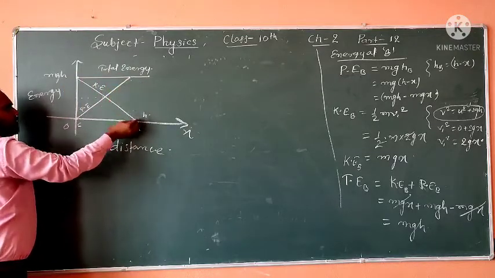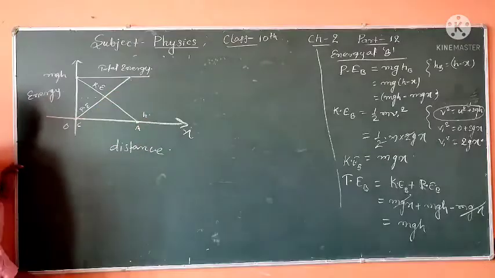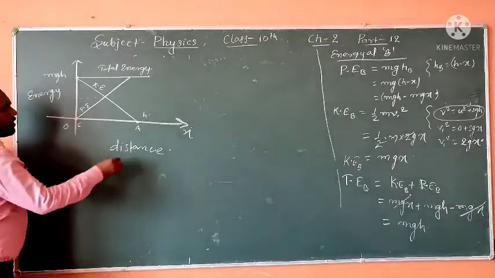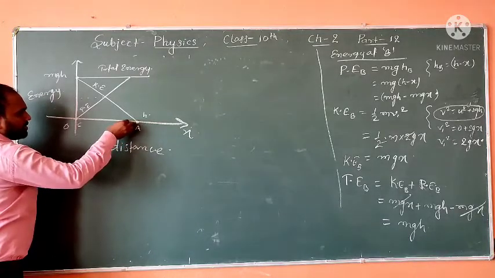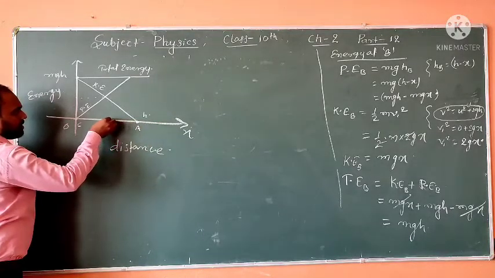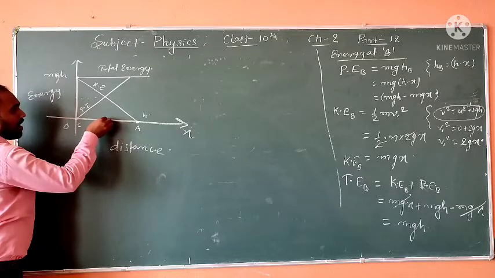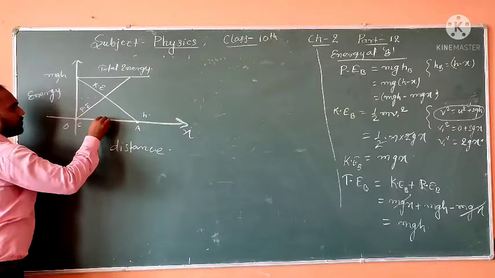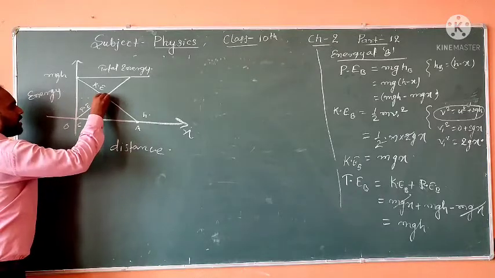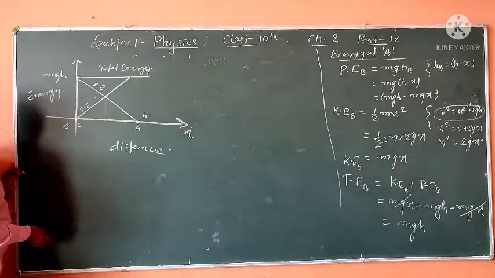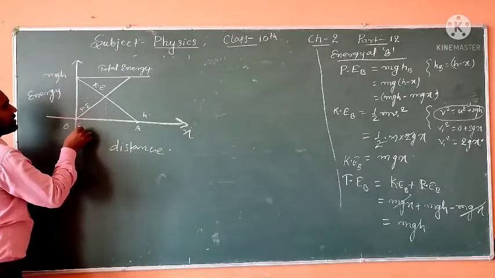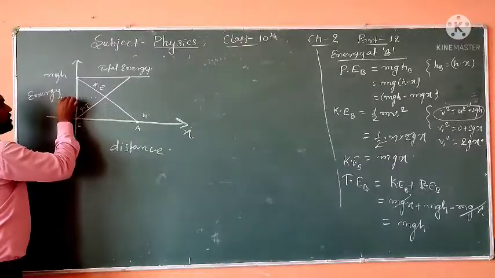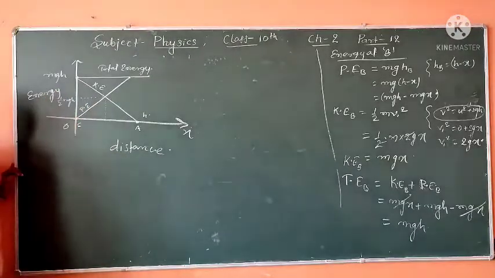Suppose you observe from here. At that time, potential energy was mgh. But as the distance decreases, at half the height, as I have got in the diagram, its potential energy has converted into kinetic energy, and the potential energy remained 1 by 2 mgh here.